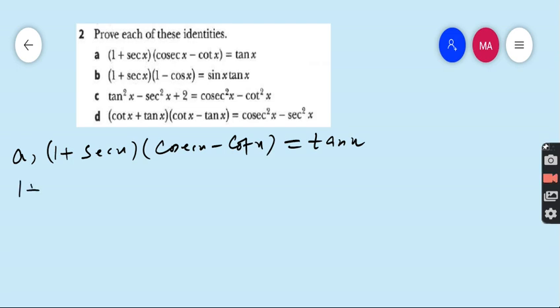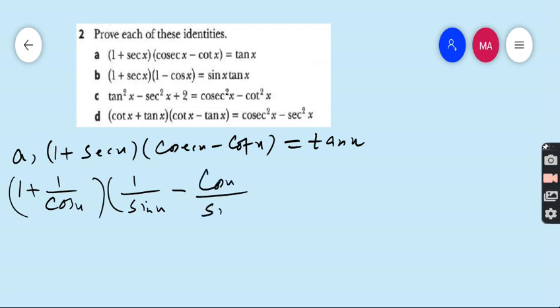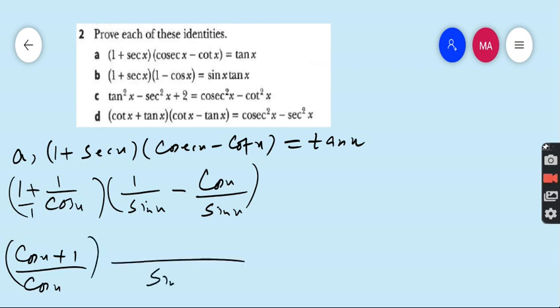So 1 plus sec x is what? Sec x is 1 upon cos x. Cosec x is 1 upon sin x. Cot x is cos x upon sin x. Take the LCM: cos x. Cos into 1 is cos x, cos cancelled by cos is 1. Take the LCM of sin x. It is 1 minus cos x.